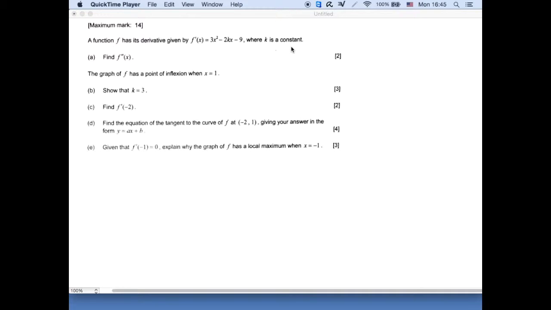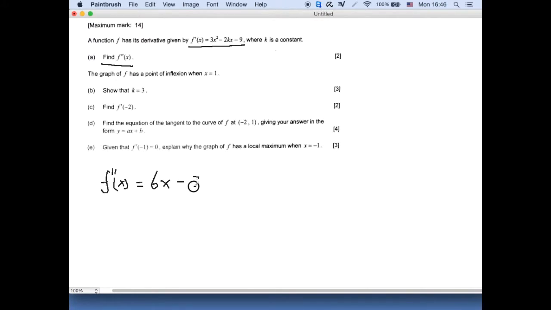Okay, the first step in part A, which is rather straightforward, is just to ask you to find the second derivative. As we know the first derivative, we are just differentiating the first derivative one more time to get that, which literally means the second derivative is just 6x minus 2k. Which is easy.